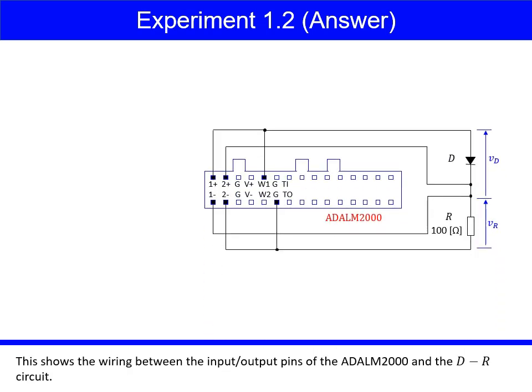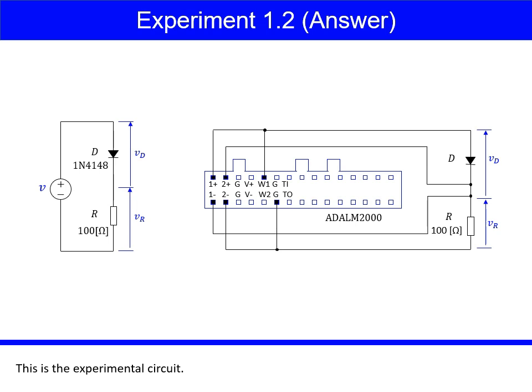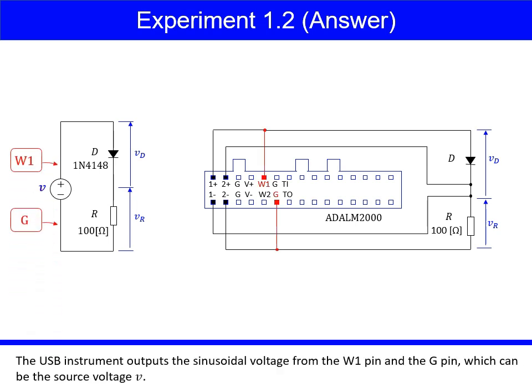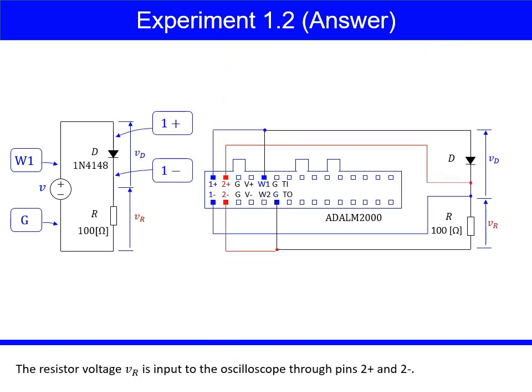This shows the wiring between the input-output pins of the ADALM2000 and the DR circuit. This is the experimental circuit. The USB instrument outputs the sinusoidal voltage from the W1 pin and the G pin, which can be the source voltage V. The diode voltage Vd is input to the USB instrument through the 1 plus and 1 minus pins, which serve as the inputs to the oscilloscope. The resistor voltage Vr is input to the oscilloscope through pins 2 plus and 2 minus.